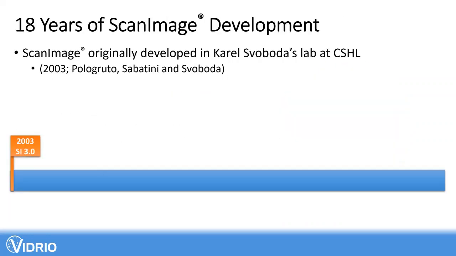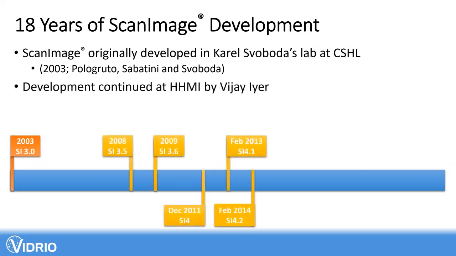So, a little bit of history lesson. ScanImage has been in development now for about 18 years. It originated in Karel Svoboda's lab at Cold Spring Harbor. Thomas Pologruto and Bernardo Sabatini were key developers, as well as Karel himself. There was a paper published in 2003 describing this software, and it was really focused only on what people term linear scanning, which is two galvos driving the raster scanning approach in an XY fashion. And there were a couple of iterations of that.